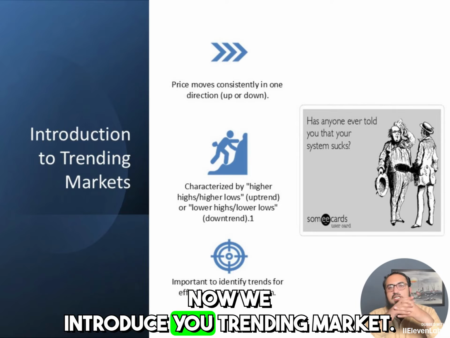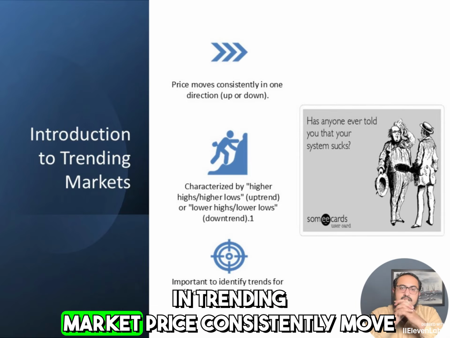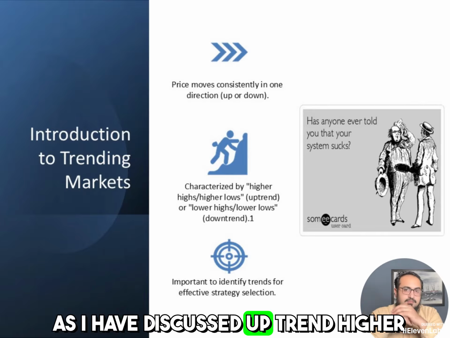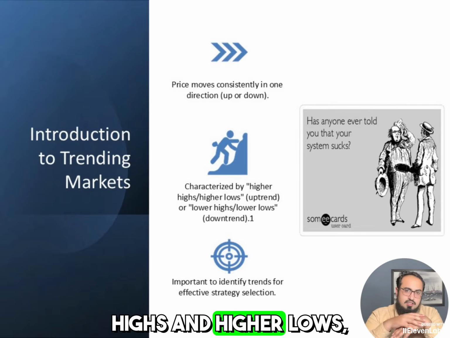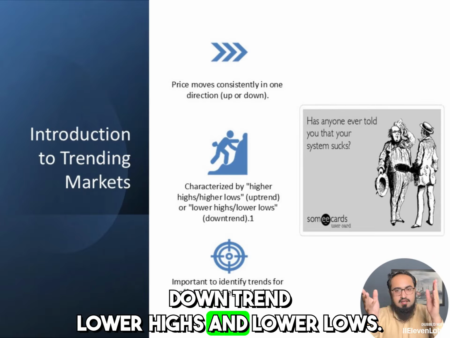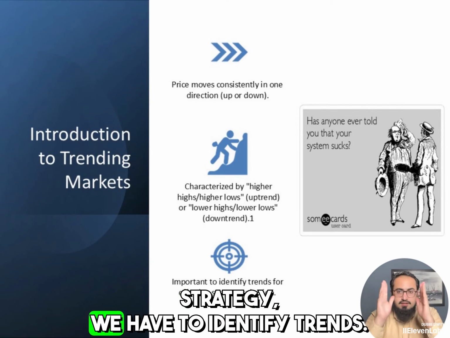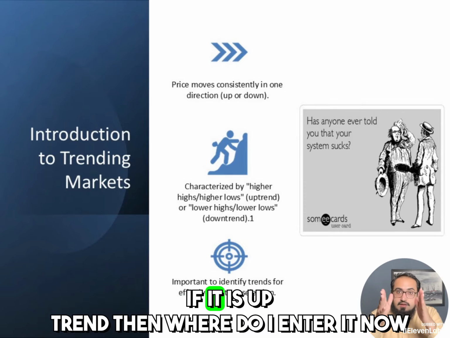Now we introduce you to the trending market. In a trending market, the price consistently moves in one direction, either up or down. As I discussed, an uptrend has higher highs and higher lows, and a downtrend has lower highs and lower lows. It is important to identify the trend for forward trading strategy. We have to identify the trend.